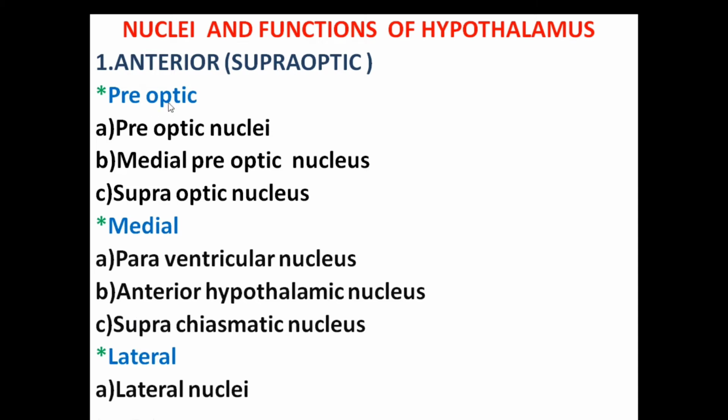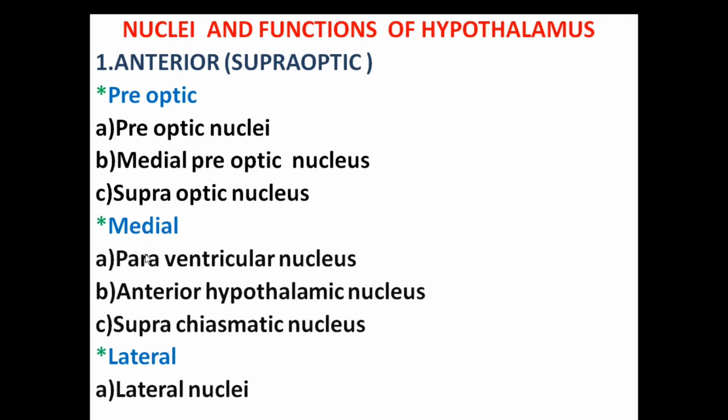In the preoptic region, it consists of three nuclei. First, the preoptic nuclei, which help in thermoregulation. Second one, medial preoptic nuclei, which regulate the release of gonadotropic hormone from the adenohypophysis, and also help in thermoregulation. And third one is the supraoptic nuclei, which release vasopressin and oxytocin.